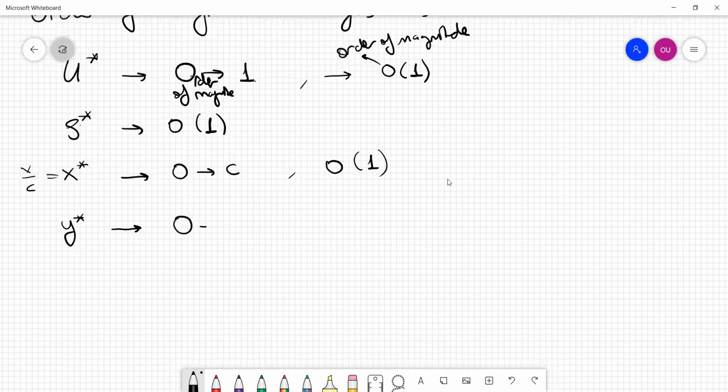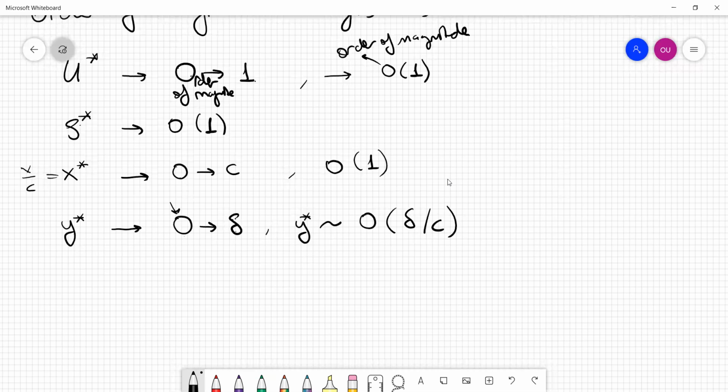Therefore, the changes happen from 0 to delta across the boundary layer. So in reality, this y star order of magnitude is approximately in the order of delta over c. So this y star parameter is not at an order of magnitude of 1. It is an order of magnitude of delta over c.